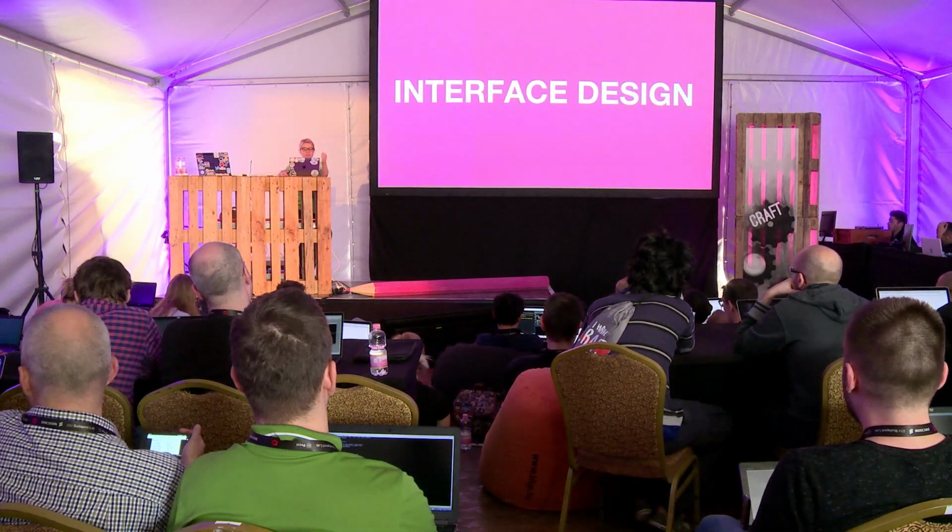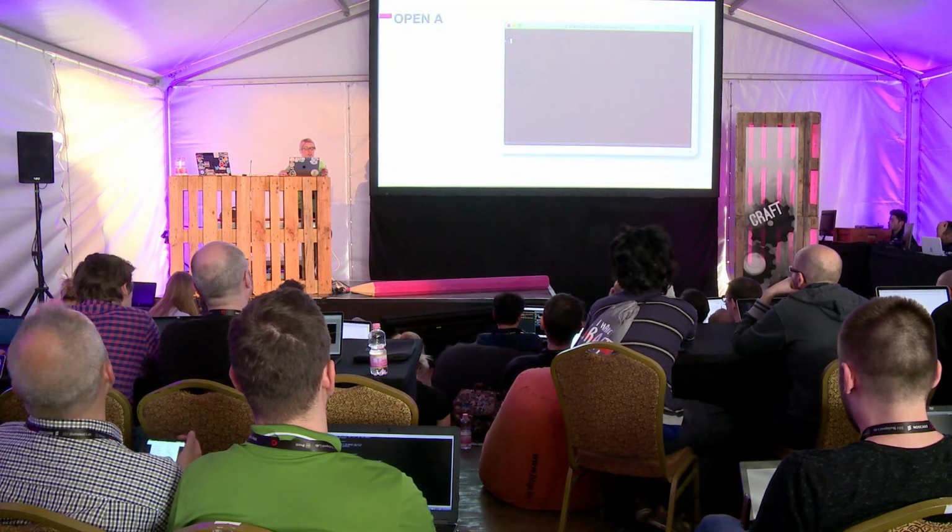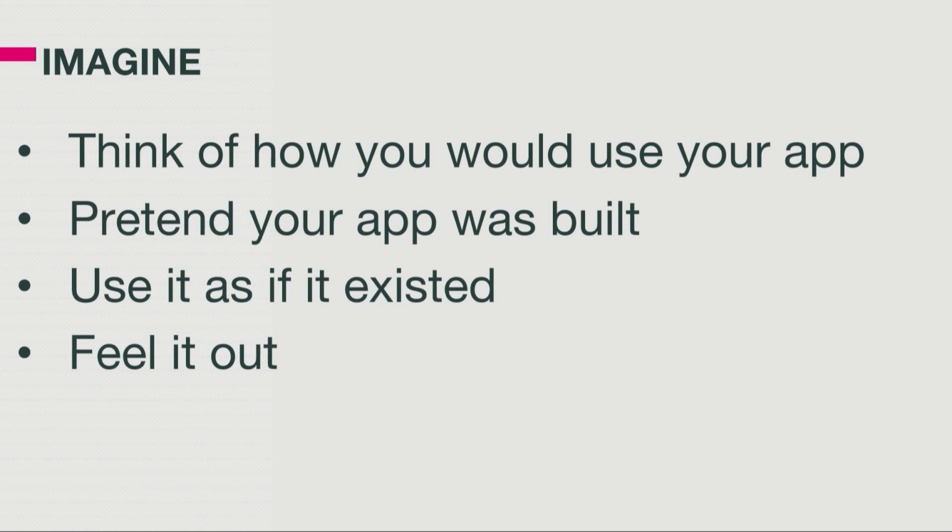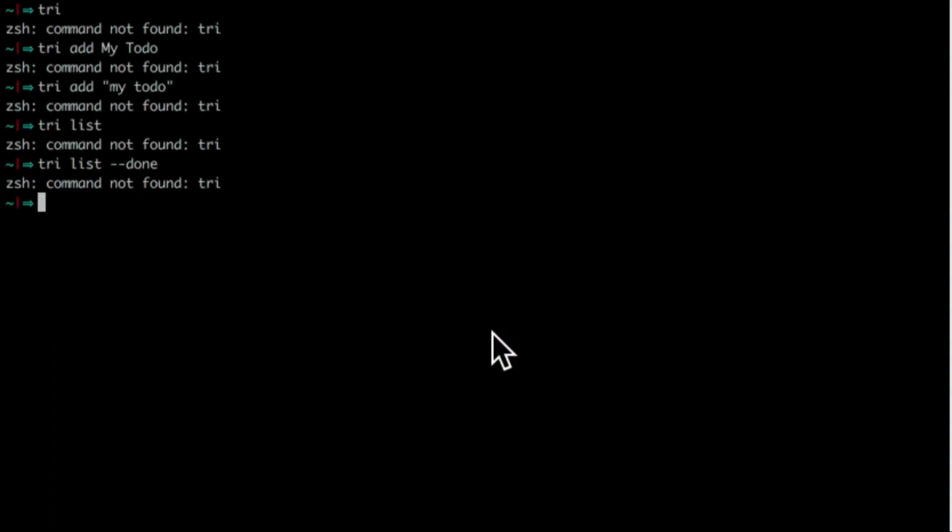And then now we have an interface design. You're going to open a terminal at this point. You probably already have one open. We already talked about this: think of how you want to use your app. Pretend it was already built. What are you doing with it? And now we're going to play with commands. You're going to get errors on all of these because we have not created the app yet, but that's okay.